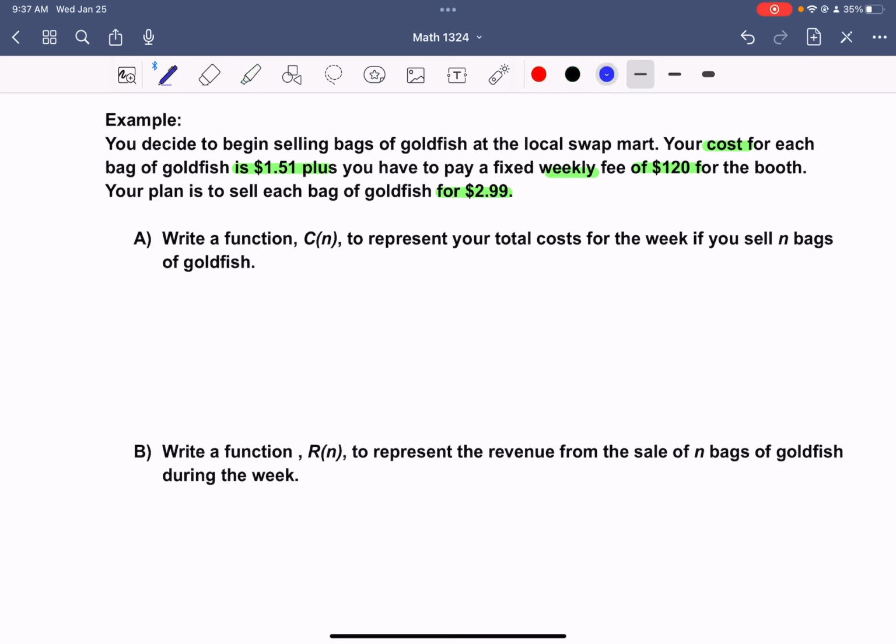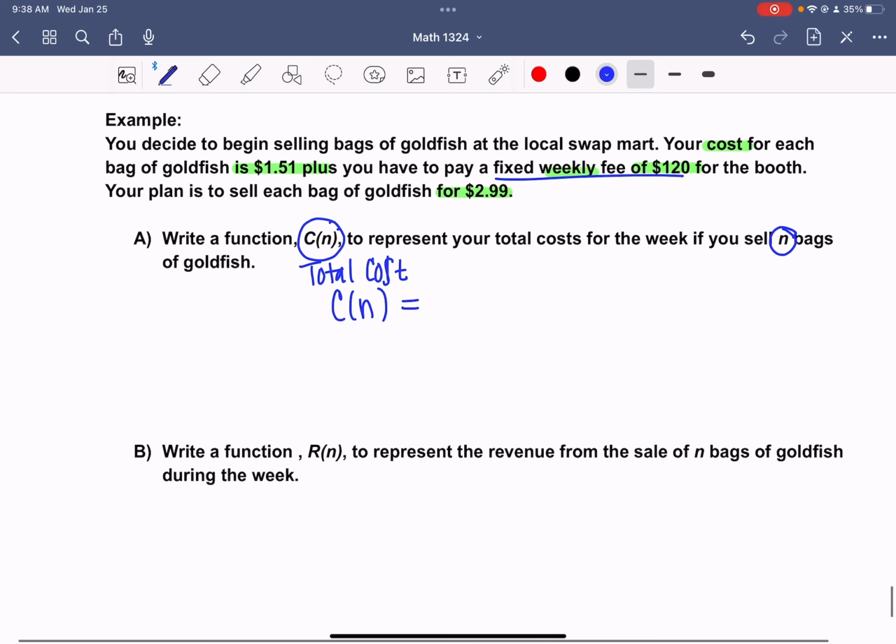Part A says to write a function to represent your total cost for the week if you sell n bags. They are setting up your variables. This is going to be our Y value, and this is going to be our X value. In order to figure out the cost, because it says write a function to represent your total cost, remember back to what we identified in the vocabulary. Our total cost is our fixed cost plus our variable cost. We have a fixed cost of $120. So I'm going to say $120.